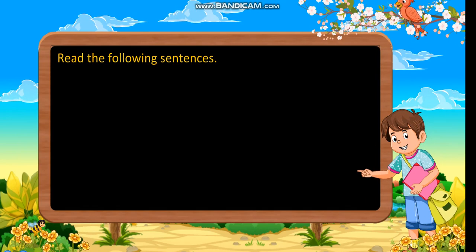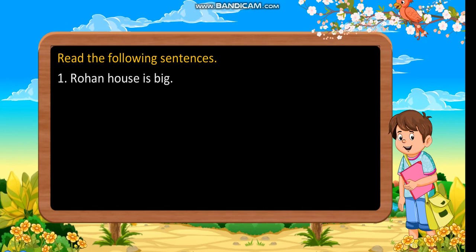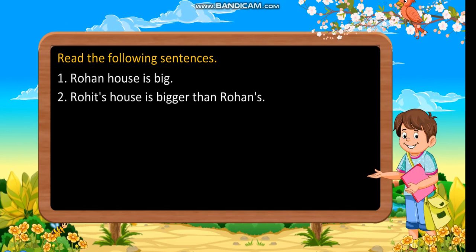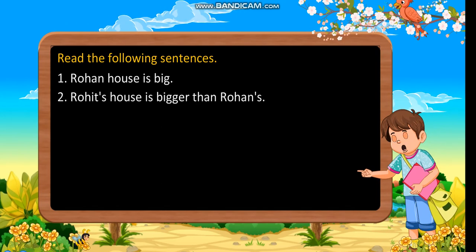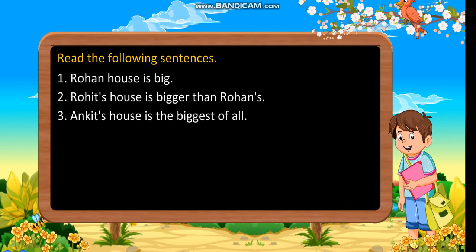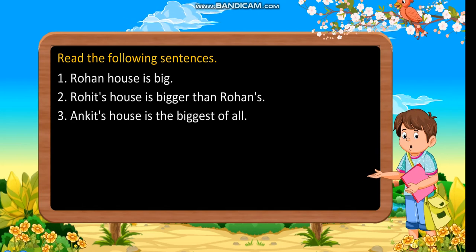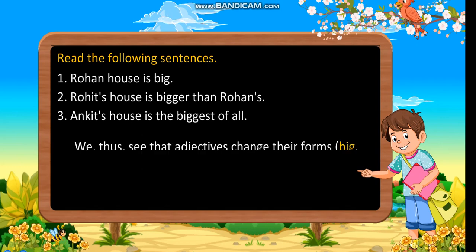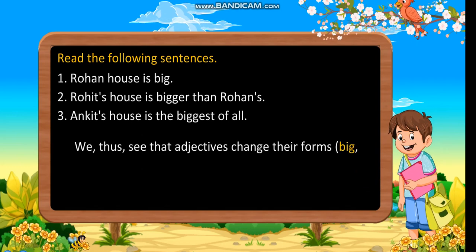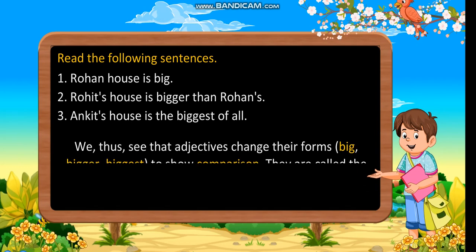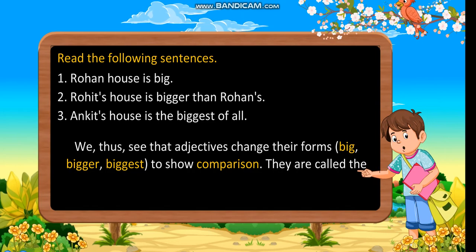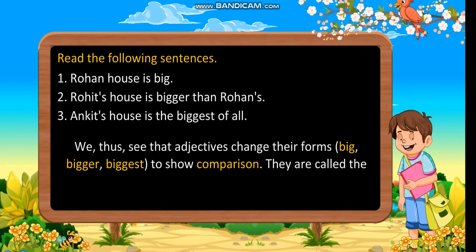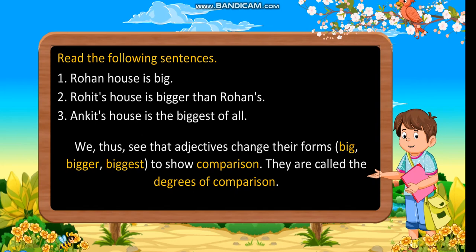Read the following sentences. First, Rohan's house is big. Second, Rohit's house is bigger than Rohan's. Third, Ankit's house is the biggest of all. We thus see that adjectives change their forms, big, bigger, biggest, to show comparison. They are called the degrees of comparison.